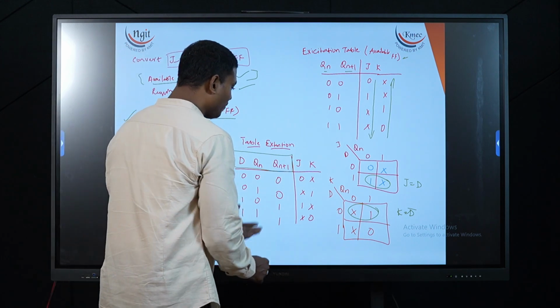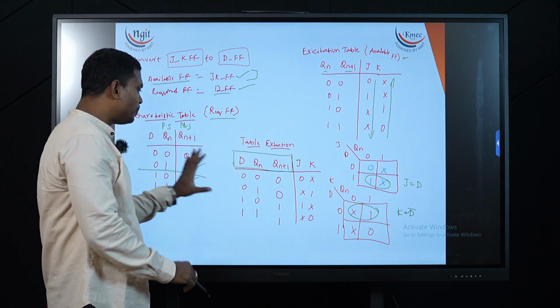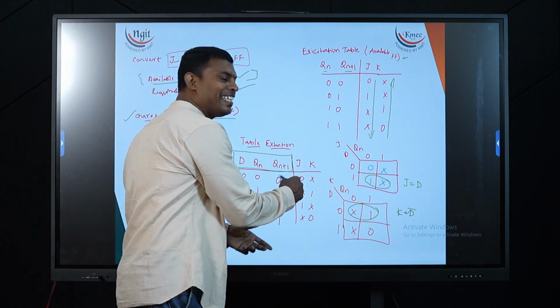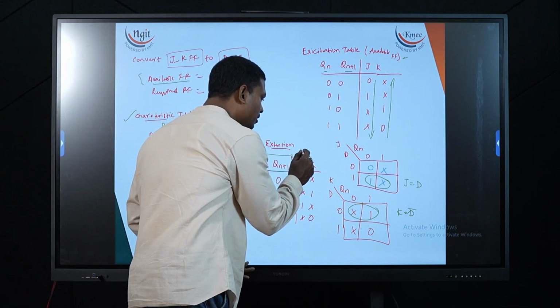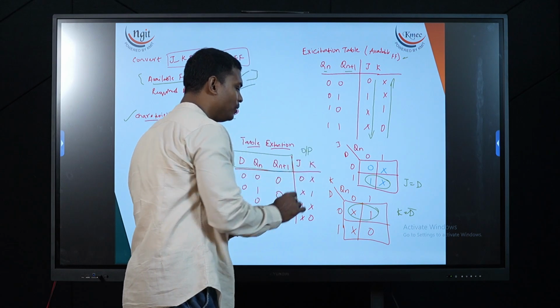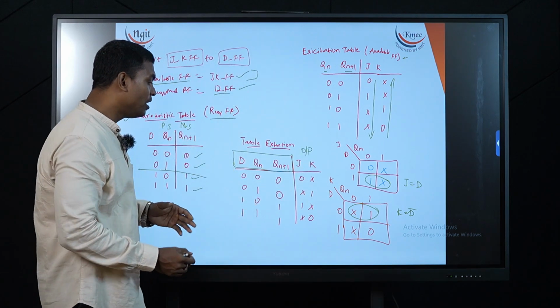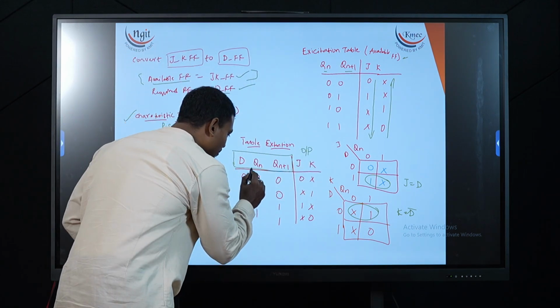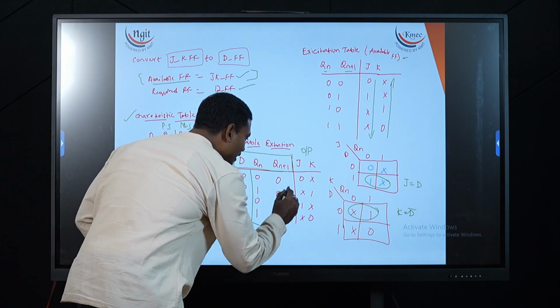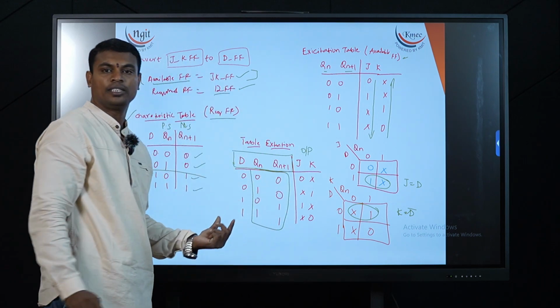Now you have this particular table, but you need J and K as output values. What values will be there for J and K? Here I need to observe the middle values, that is, my present state and next state values, I need to observe here.